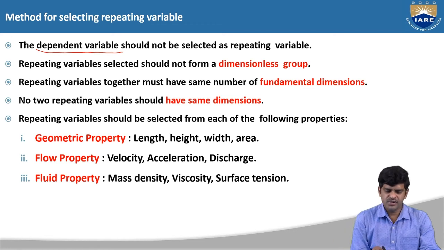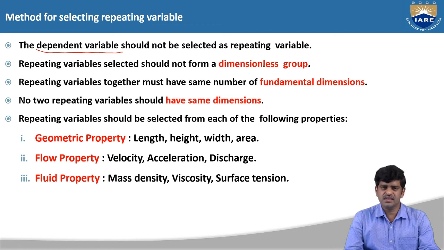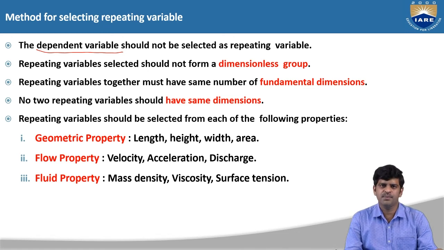Next, repeating variables should not form dimensionless groups. Means they should compulsorily be expressed in terms of dimensions. In other words, if there are any constants in the given set of equations, they cannot be selected as a repeating variable.